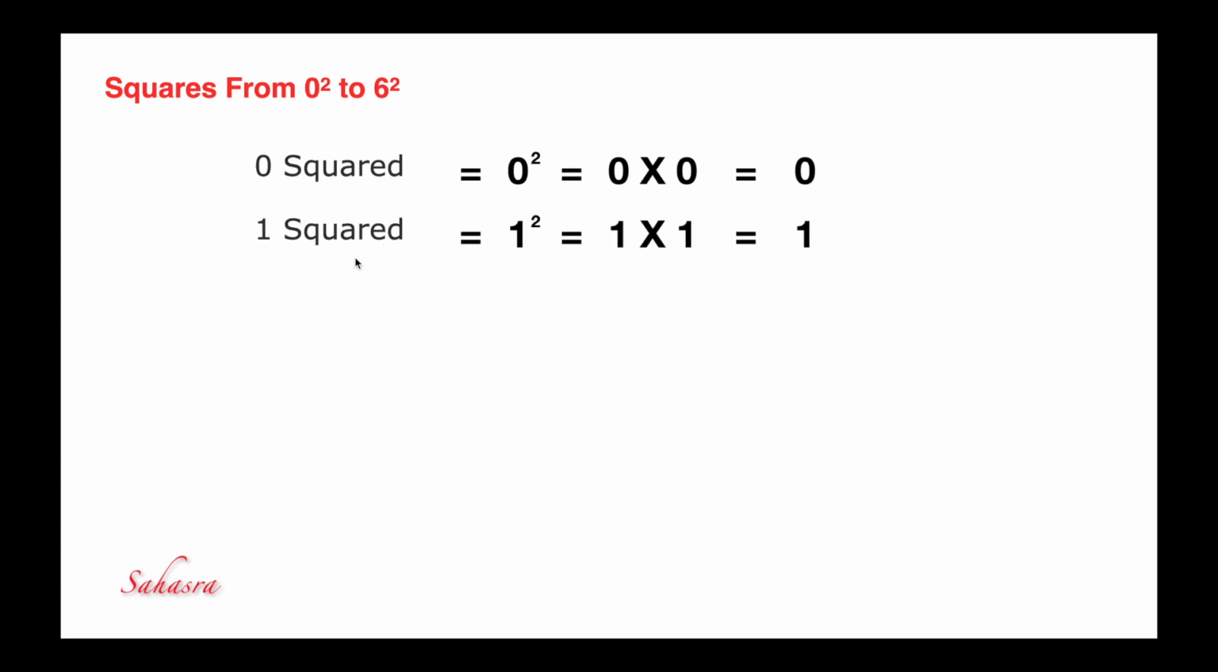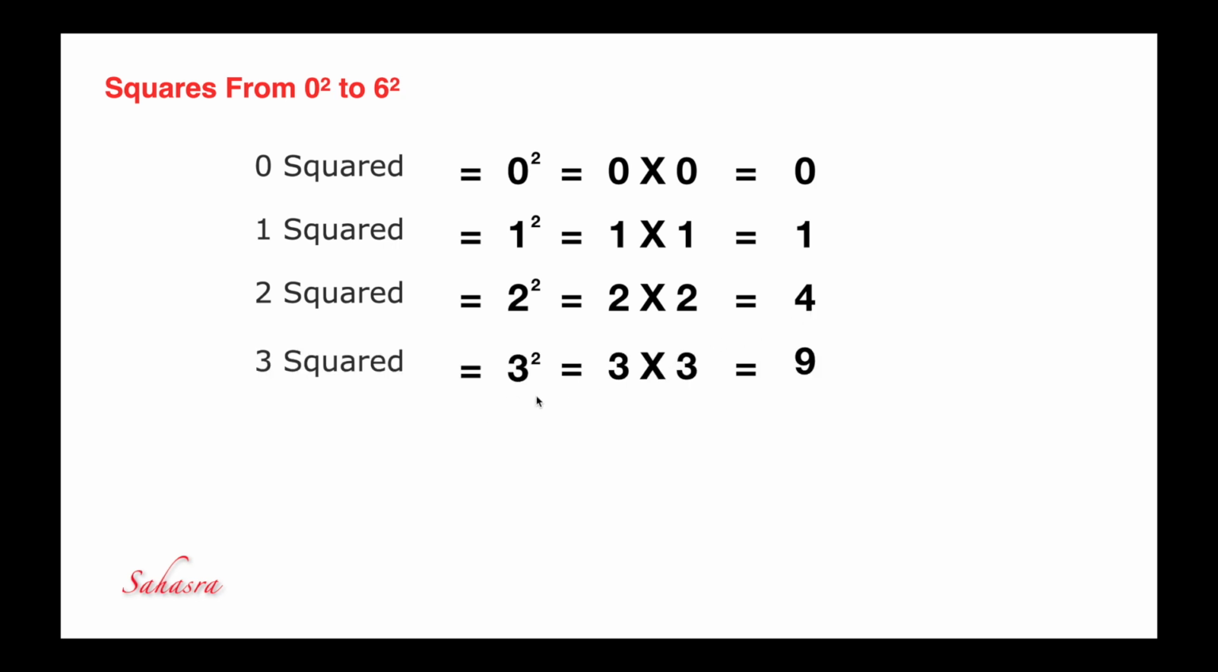I'm going to show you square numbers from 0 squared to 6 squared. First off, 0 squared. That means 0 times 0 equals 0. 0 is a square number here. Next, 1 squared. That means 1 times 1 equals 1. And 1 is a squared number here. Next, 2 squared. 2 times 2 equals 4. 4 is a squared number. And then 3 squared. 3 times 3 equals 9. 9 is a square number.